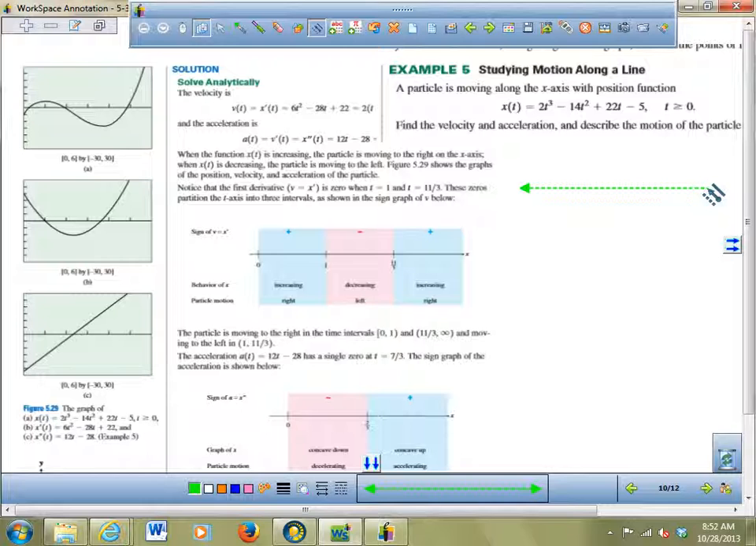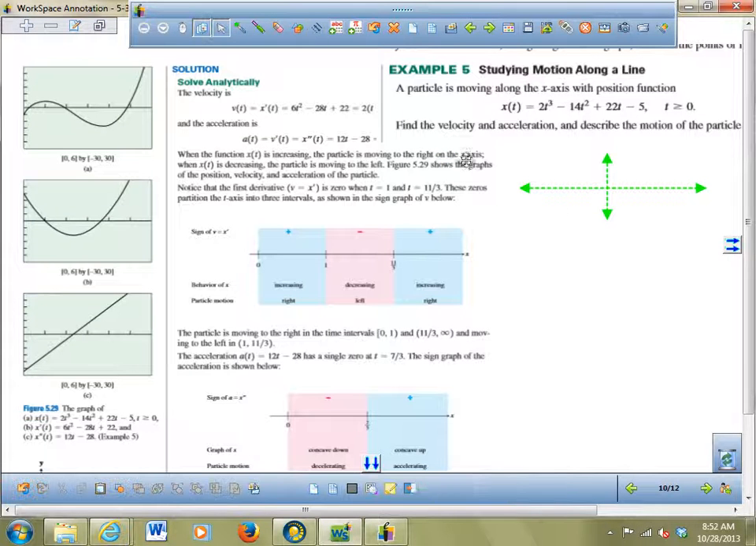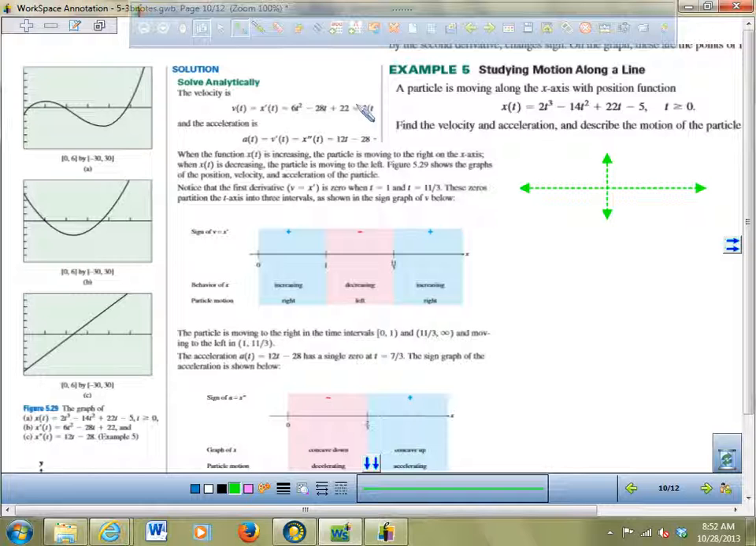So here is my x-axis. And let's just call this the wall, all right? And over time, the particle is just going back and forth, back and forth, back and forth, like that, okay? So find the velocity and acceleration to describe the motion of the particle. So the velocity, you can just take the first derivative, okay?